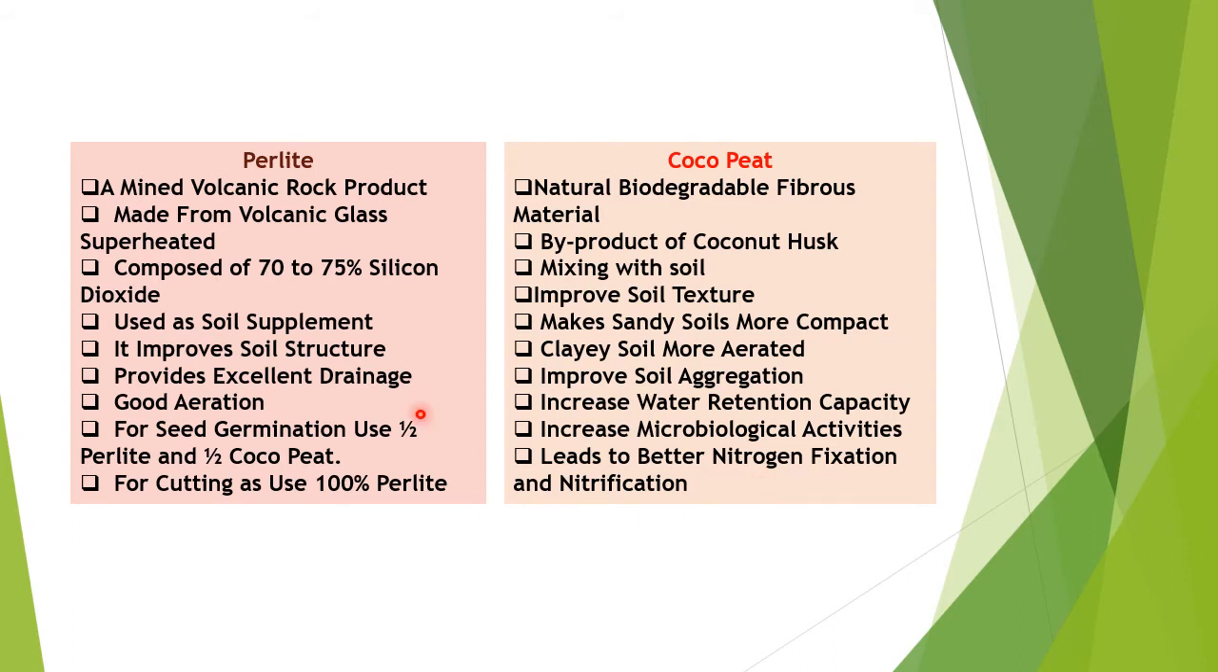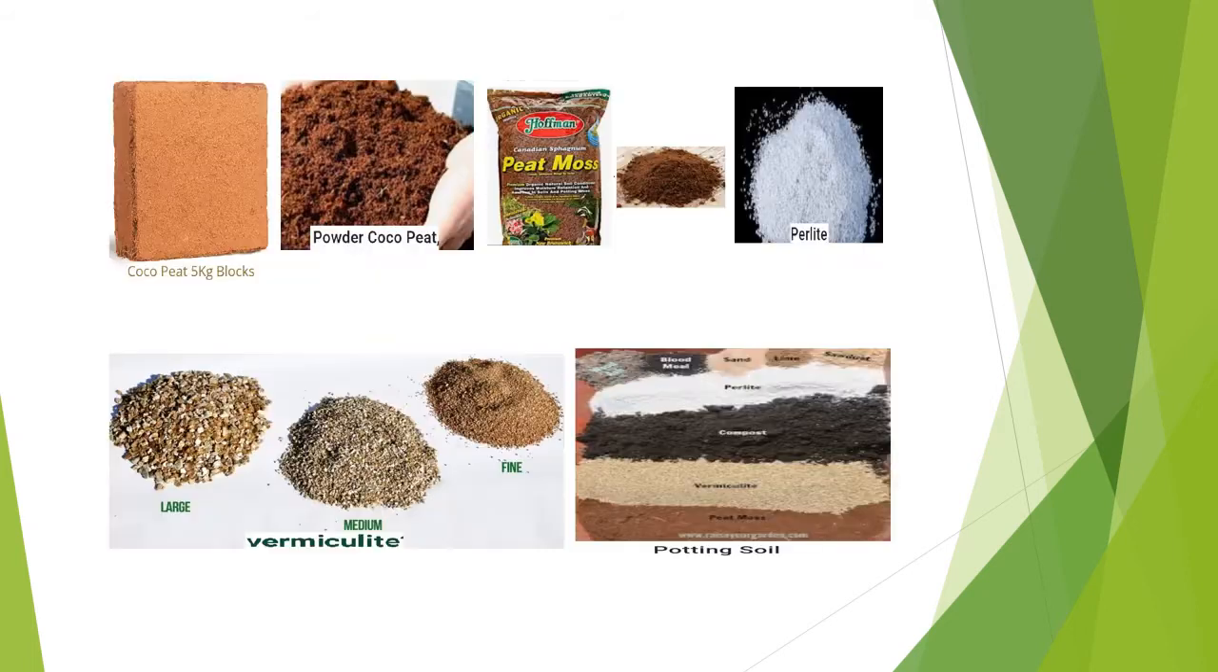That means all these mixes have good quality, they have their pH, they help in soil aggregation, they have good aeration and mineral and water retention capacity. This is the coconut peat. This is when it is wet with water. This is peat moss, which is taken from the sphagnum moss. This is perlite, and these are the vermiculite, different grades of the vermiculite.